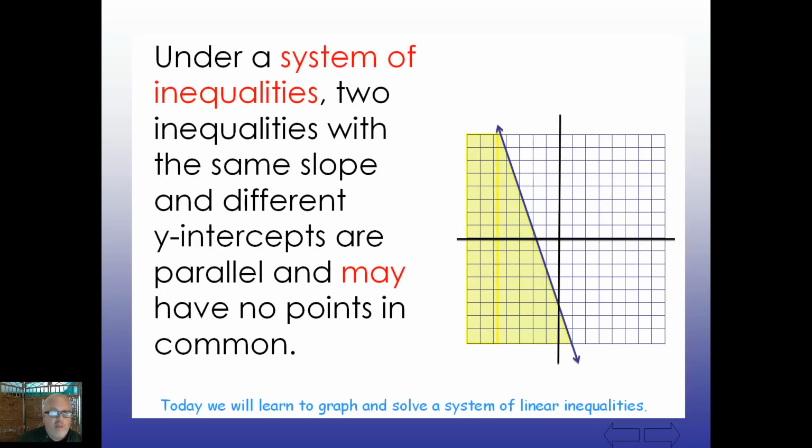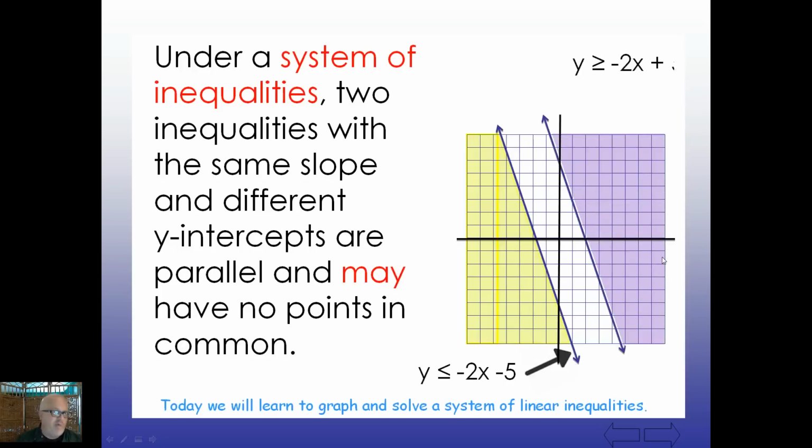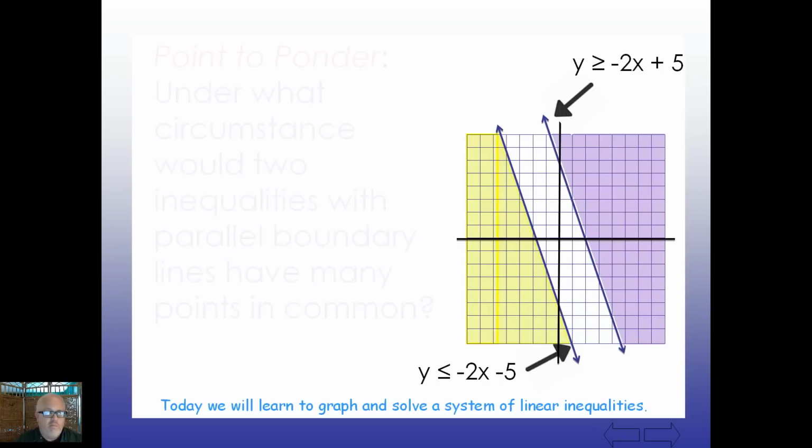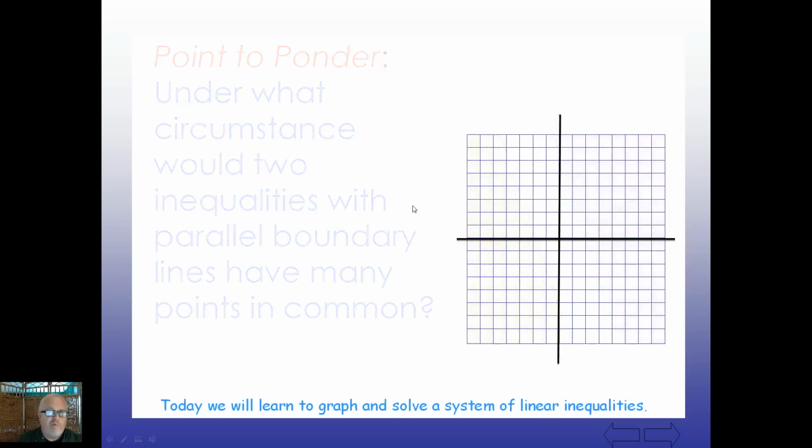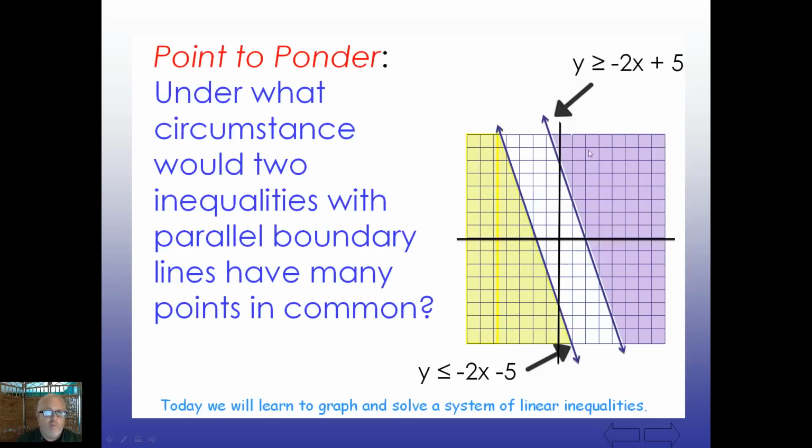This one here is a solid line shading below the line. This here is a solid line shading above, and sure enough, they have nothing in common. But what happens if one of these lines was actually to be shaded below? Well, let's take a look. Under what circumstance would two inequalities with parallel boundary lines have many points in common? That would be if you reverse that inequality, the one here that says shade above. Well, what if it was reversed and it was shading below?